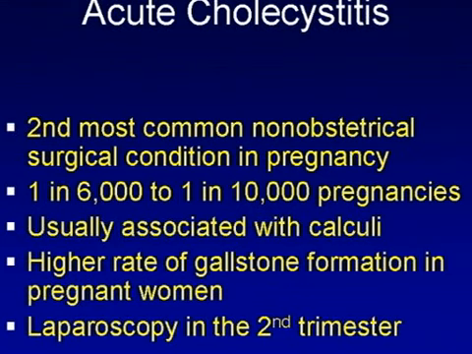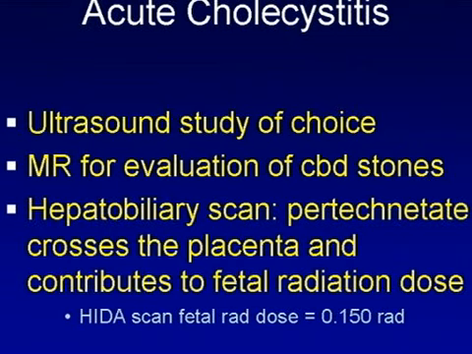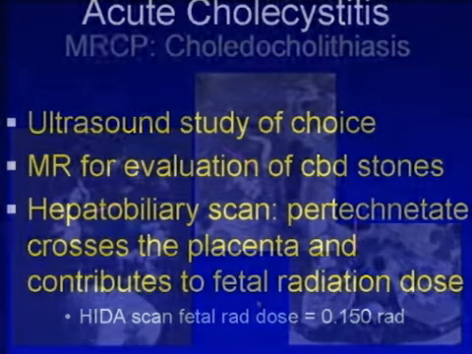Acute cholecystitis is the second most common non-obstetrical surgical condition in pregnancy. It usually is associated with gallstones. There is a higher rate of gallstone formation in the pregnant patient. And of course, ultrasound is going to be the study of choice and usually will be diagnostic. You may want to consider doing MRI and MRCP if you're assessing for common bile duct stones. We very rarely would perform a hepatobiliary scan. Percreta does cross the placenta, and it results in a fetal dose of about 0.15 rad.